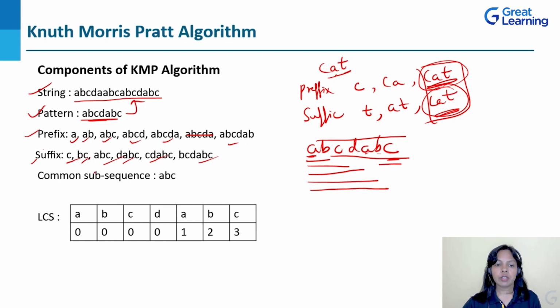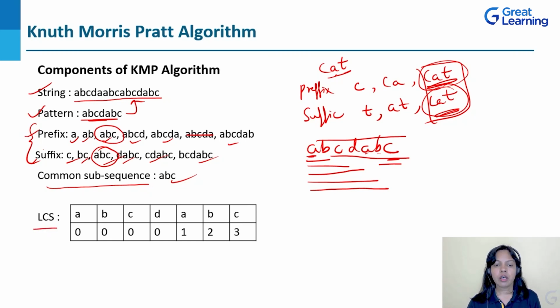Now you have to find the common subsequence, that is, what is common between the prefixes and suffixes. That becomes the common subsequence. Which set of characters is the same in the prefix and in the suffix? You can see here, only ABC and ABC are similar. The rest are all different. So only one set of characters is similar or the same in both the prefix and suffix, and that is your ABC. So we'll take ABC as the common subsequence.